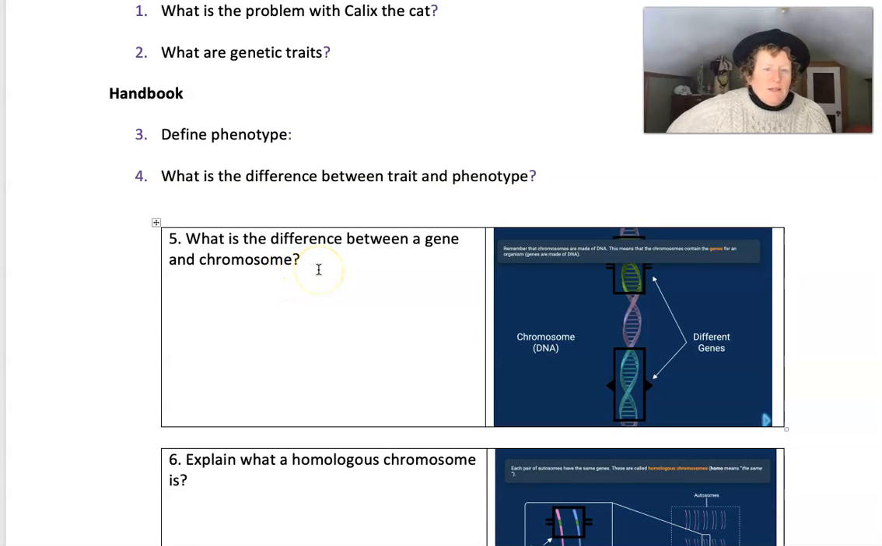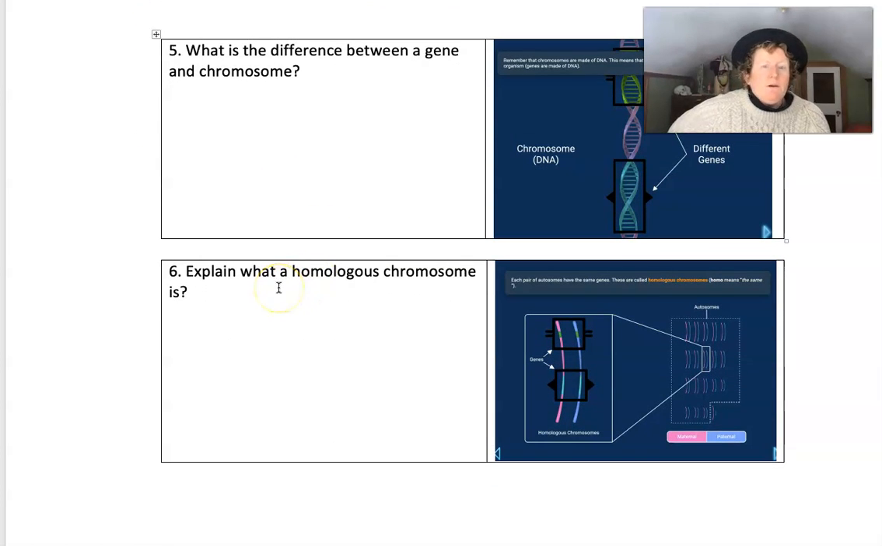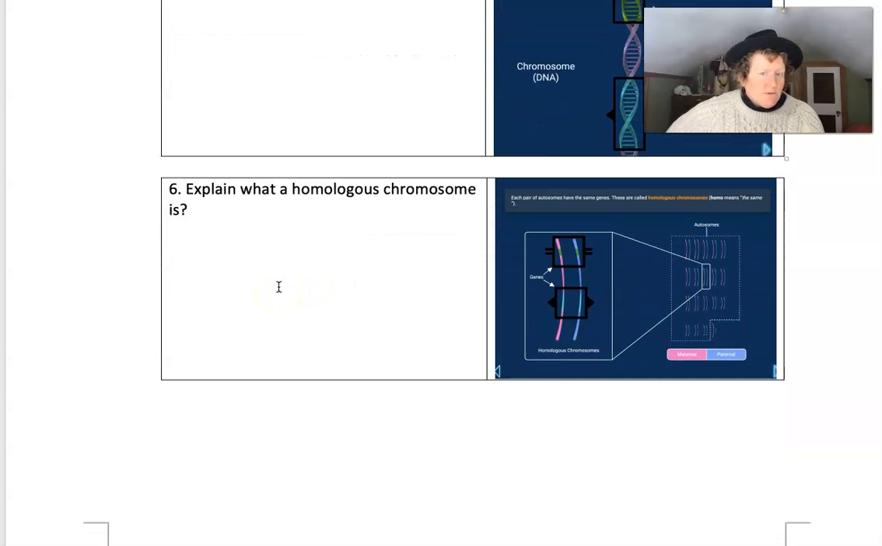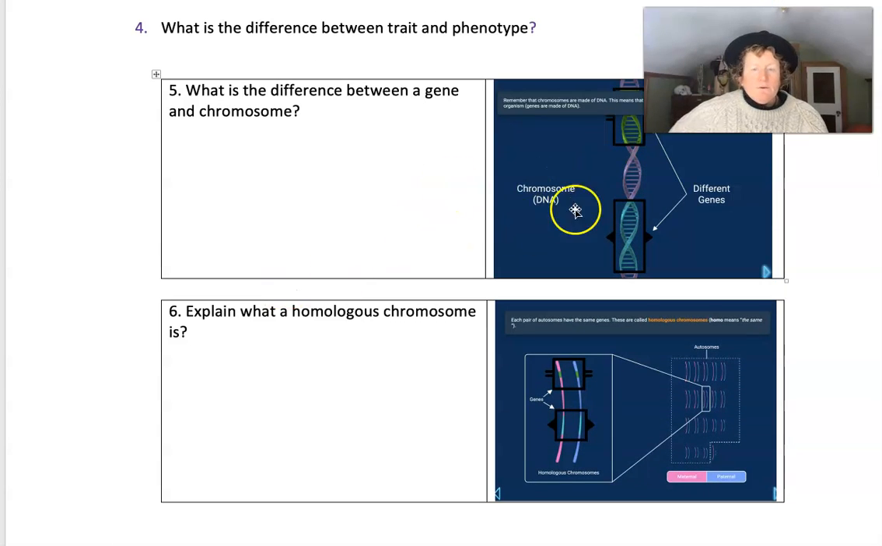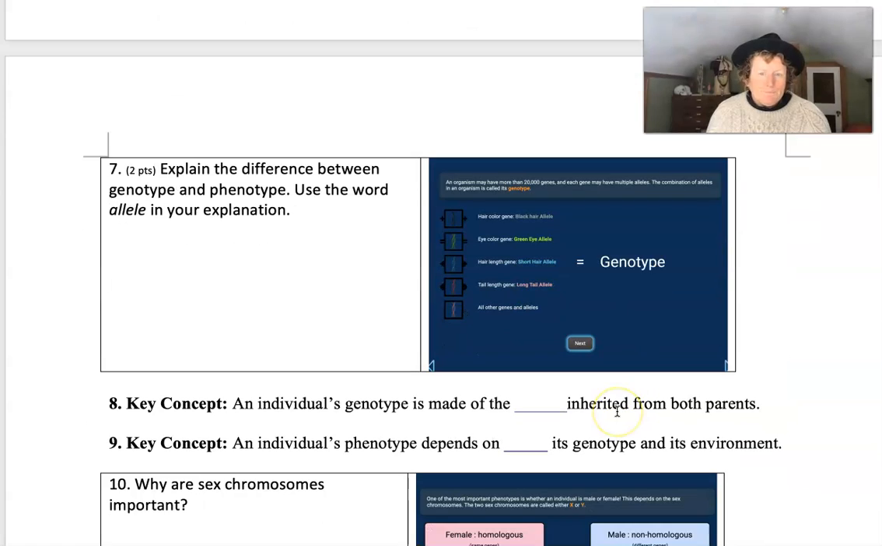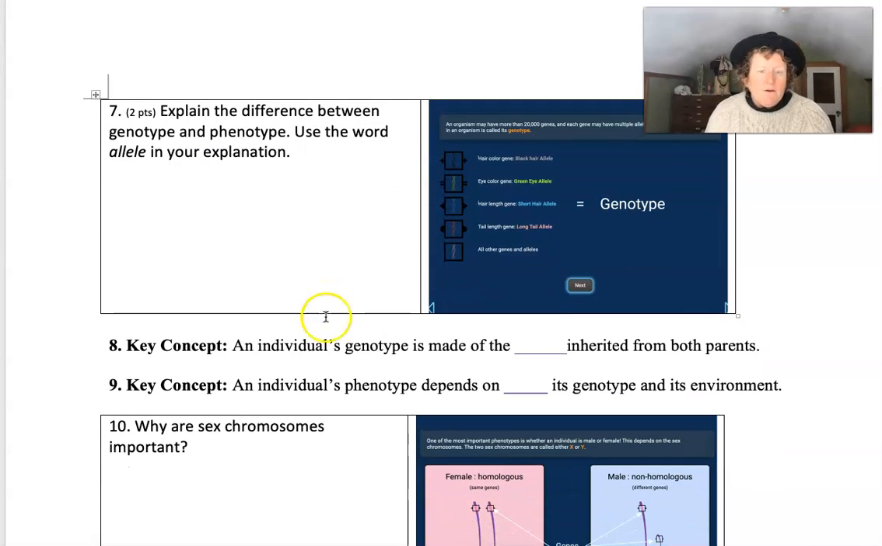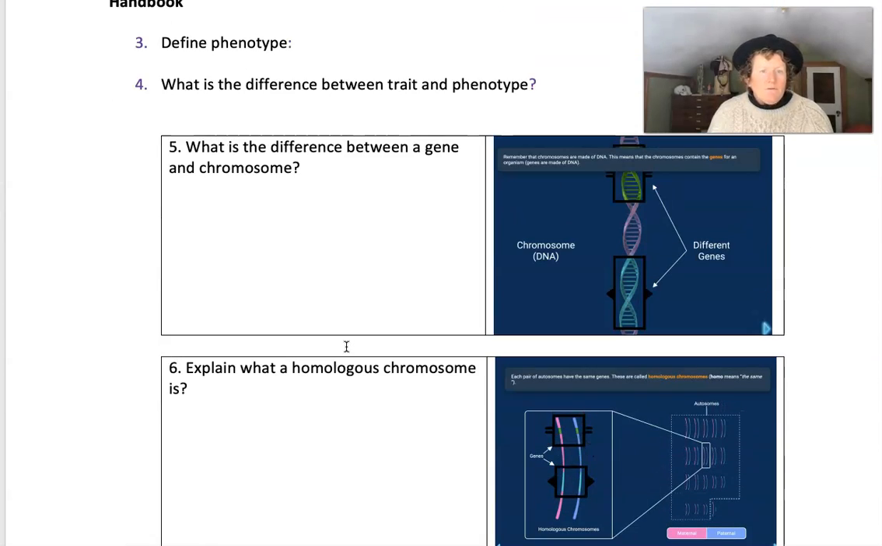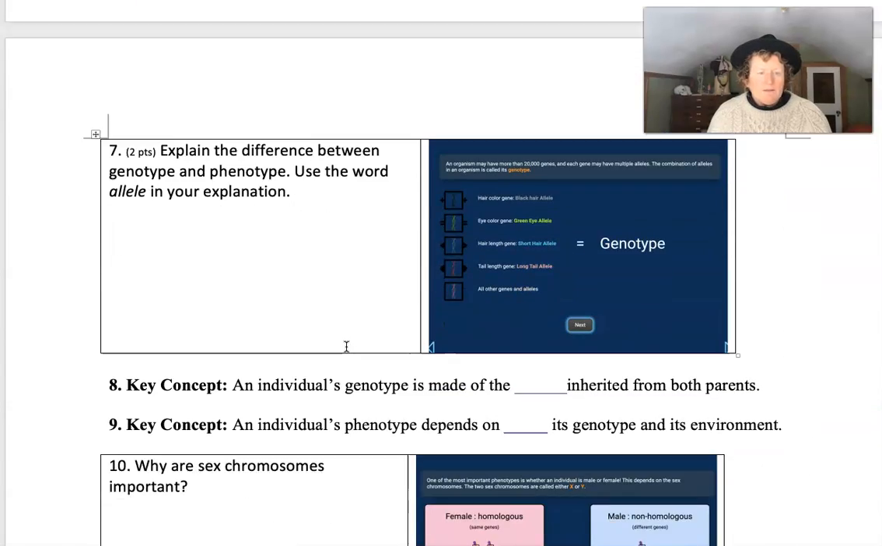What is the difference between a gene and a chromosome? That's coming up. Explain what a homologous chromosome is. That's also coming up. So we're going to be looking for these pictures. These are screenshots. We're also going to be looking for the difference between genotype and phenotype, using the word allele in our explanation, and there are a couple key concepts coming up about genotype and phenotype. So we'll be keeping an eye out for the answers for 5 through 9 as we go through here.